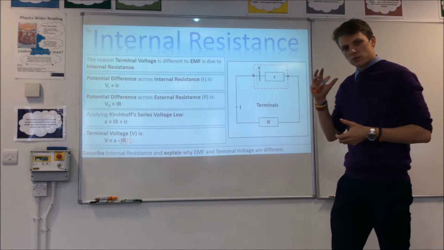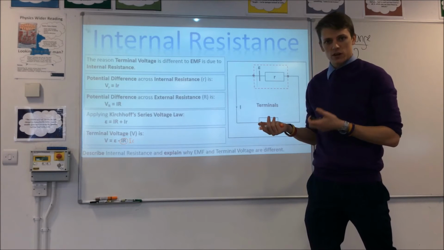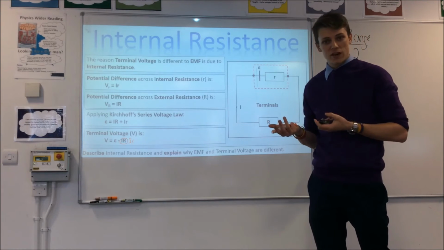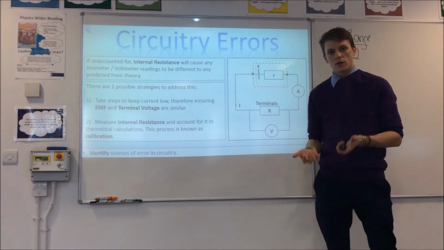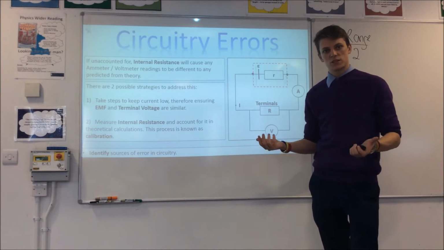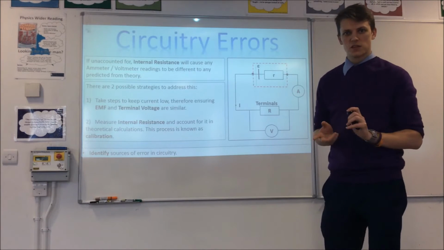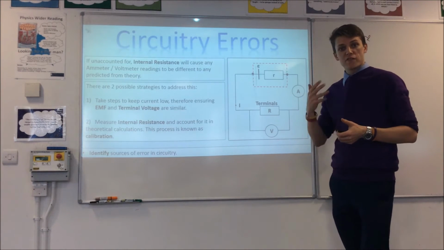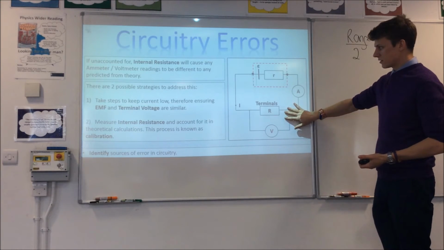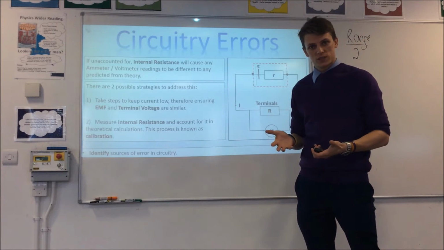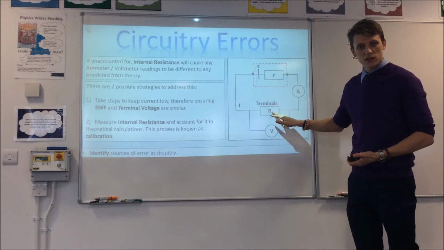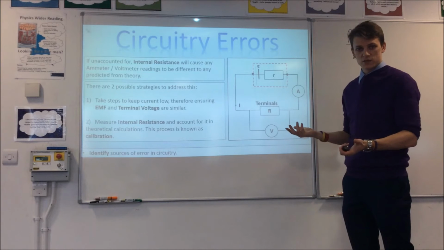So we know this is going to be a source of error in our circuit, so how can we actually account for this and not let it affect our measurements? Before we can start thinking about how we can employ some strategies to minimize the effect of internal resistance, we first need to think about what effect it would actually have. If we have a circuit like this, if there was no internal resistance, the current should just be the EMF divided by the external resistance. That would give us a value.